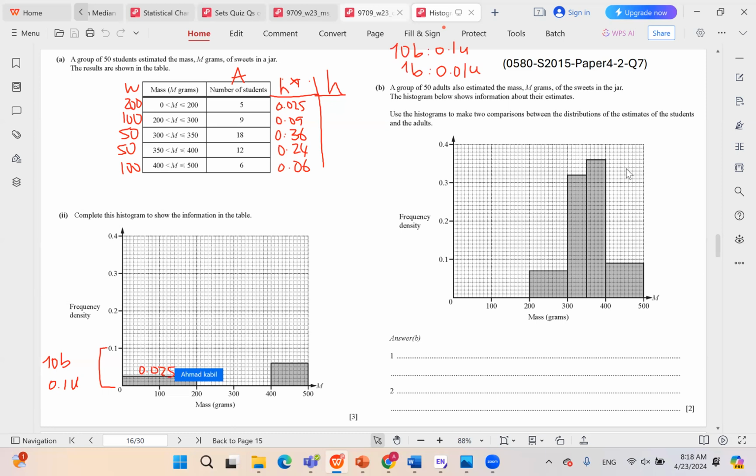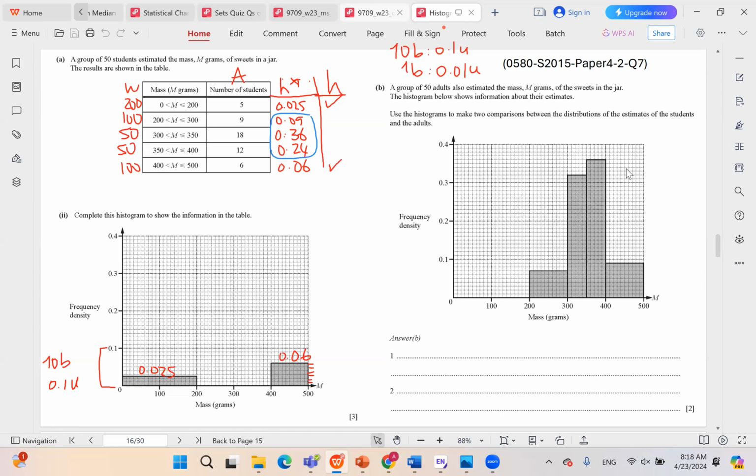And the height for the last column will be 1, 2, 3, 4, 5, 6. We have 6 small boxes, so this is supposed to be 0.06. So we realize that their version of the height is exactly the same as ours, 0.06 and 0.025. So we don't really need to create another column. They will be exactly the same numbers. Now we just need to plot the remaining 3 numbers onto the graph.